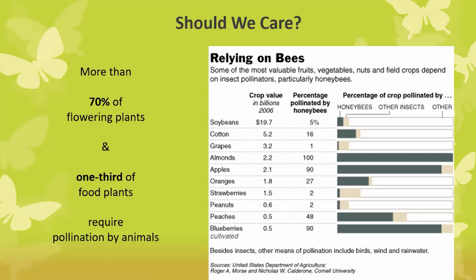And many of our favorite fruits and nuts actually require a pollinator to achieve fruiting, such as blueberries, almonds, apples, and watermelon. So a world without pollinators would be very different in how it looks.